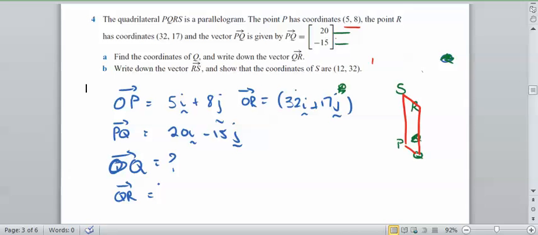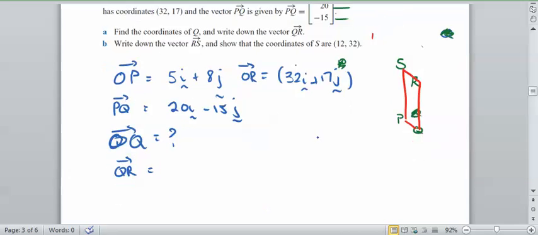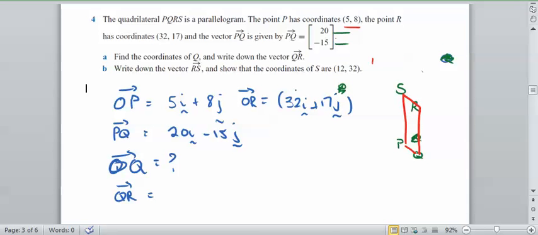I've started you off. Let's finish it off. OQ is OP plus PQ. Yes. So we want to find OQ. The coordinates of Q is actually OQ is equal to OP plus PQ. Now that's going to be equal to 25i minus 7j. Is that right?